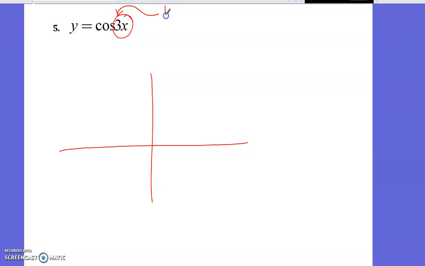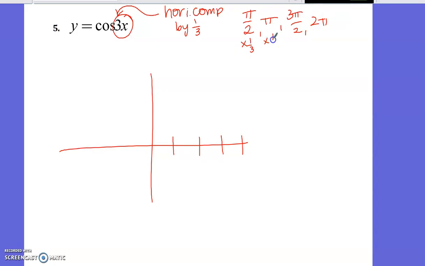But this is a horizontal compression by 1/3. So we will multiply the x's by 1/3. So the original number line here was pi over 2, pi, 3 pi over 2, and then 2 pi. I am going to multiply these all by 1/3. And that is how I will scale it for this problem.